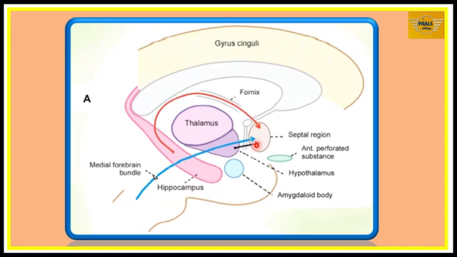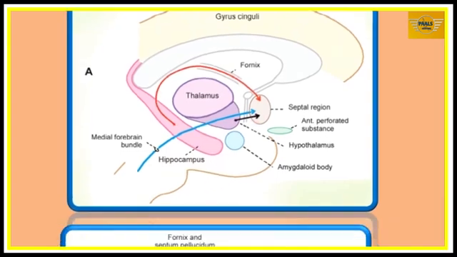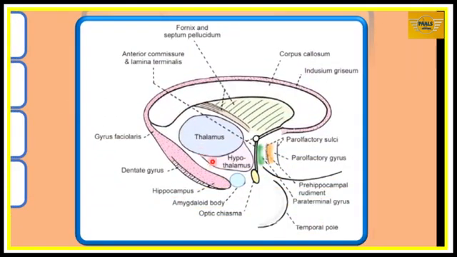It also has some areas. Let's look at our next image. Here, let's identify the structures again. Here is the rostrum, that's the genu. Here is the lamina terminalis. Then this area is the septal region. Now the septal region has some parts. We have some gyri under the septal region.